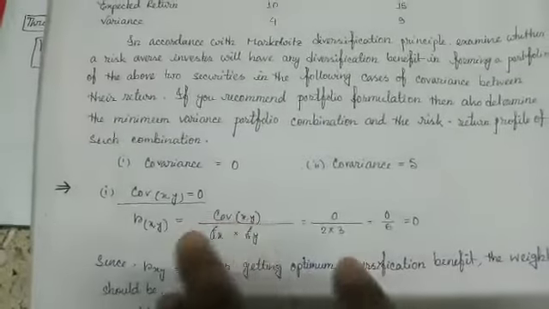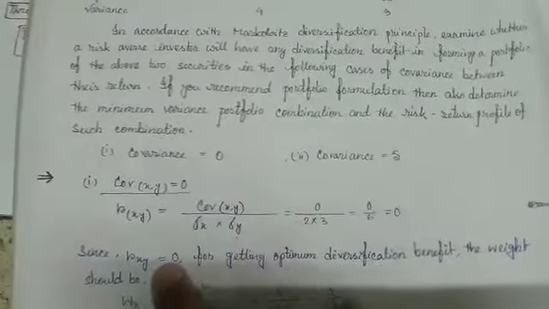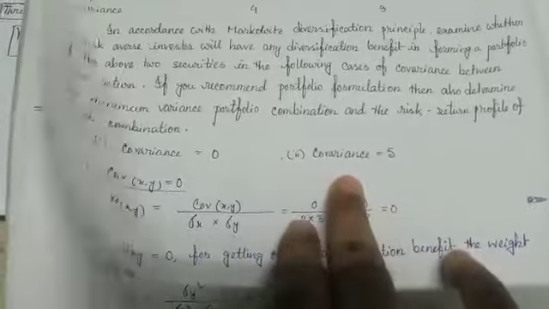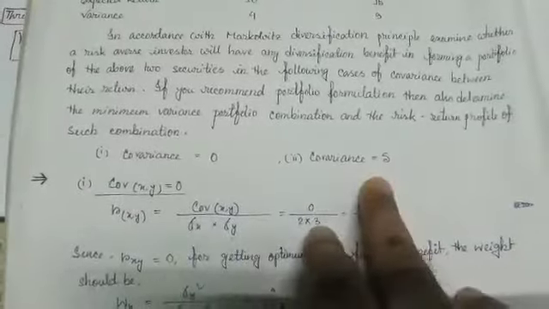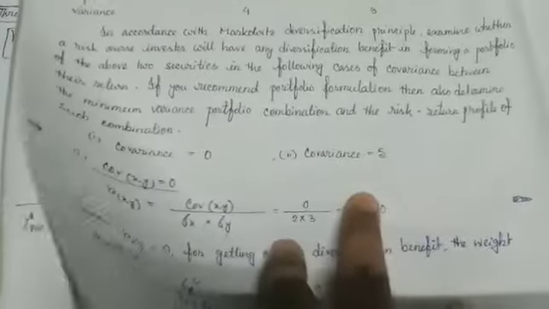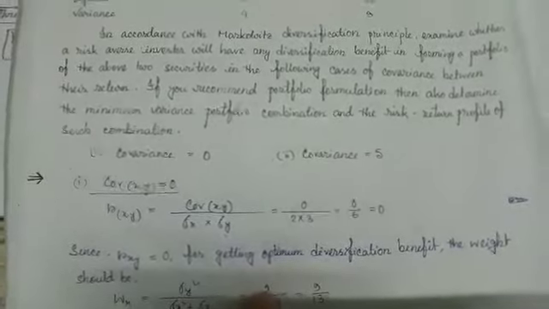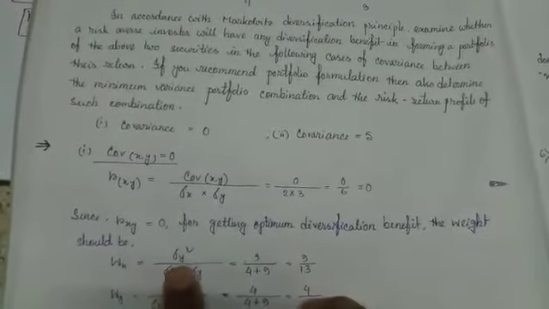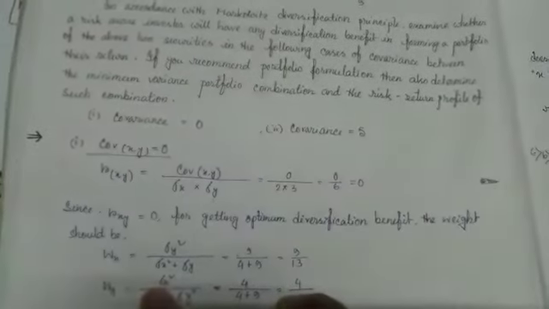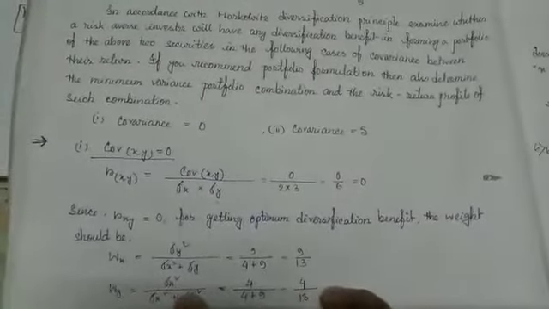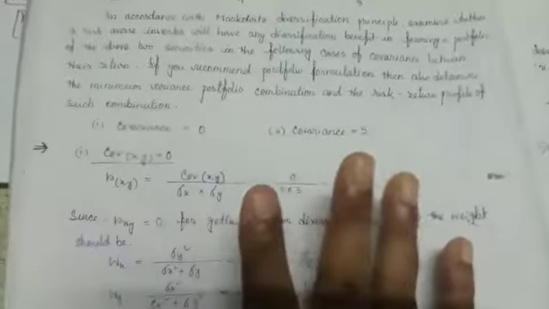So here the security X and security Y are independent of each other, and we know that whenever Rxy equal to 0, then investor will get diversification benefit by constructing portfolio with security X and security Y. But for getting the maximum diversification benefit, the weight relating to security X will be sigma y square divided by sigma x square plus sigma y square, and weight of security Y will be sigma x square divided by sigma x square plus sigma y square. Now when Rxy is equal to 0, what will be the optimum weight?